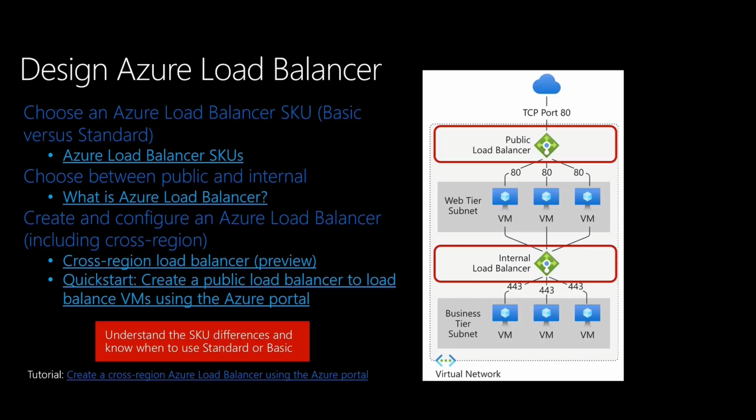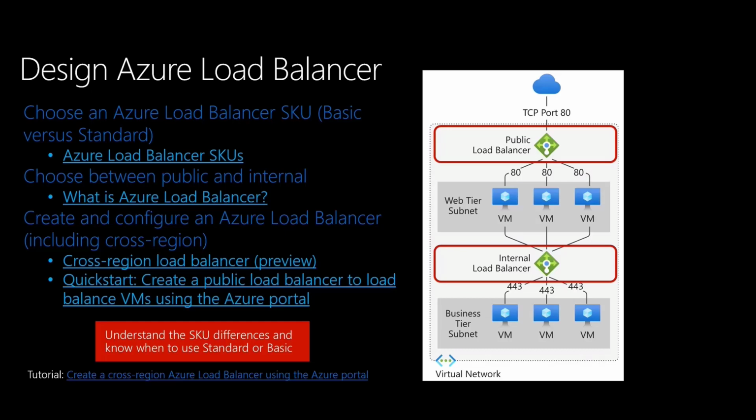Each SKU, of course, is catered toward a different scenario, and it's going to have differences in terms of scale, the features that are available to it, as well as pricing. So Microsoft recommends using the standard load balancer. So standard load balancers are what you would use for load balancing network layer traffic when you have high performance requirements, when you want to achieve ultra low latency.